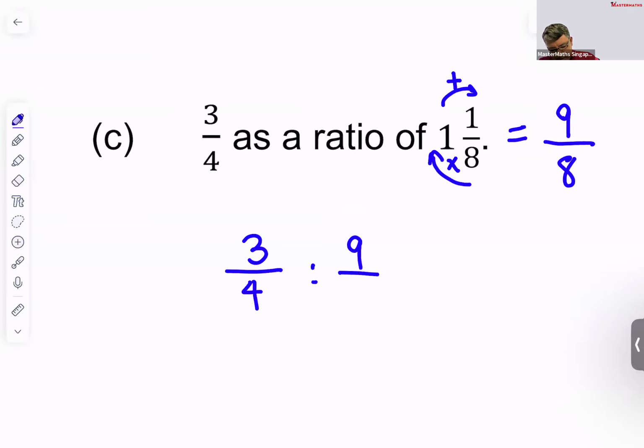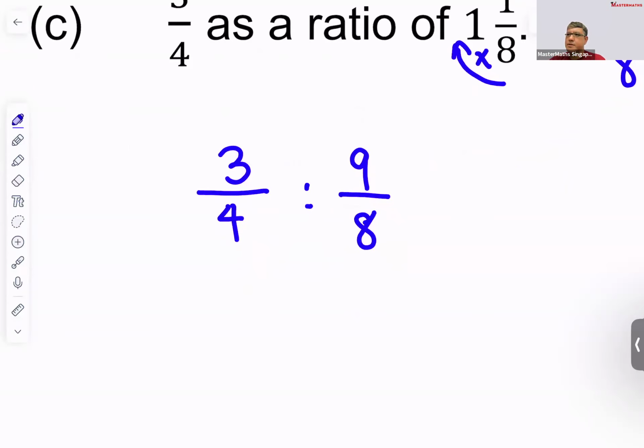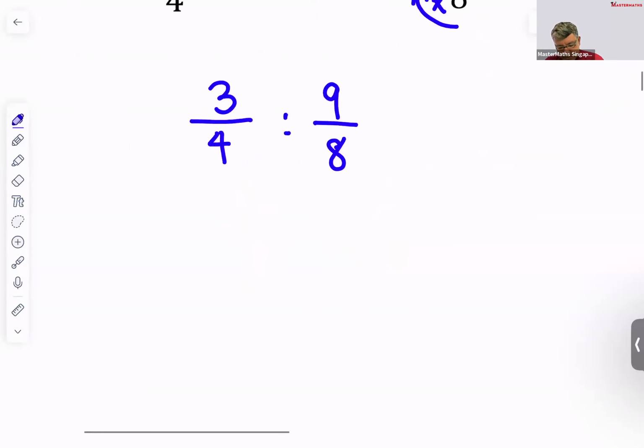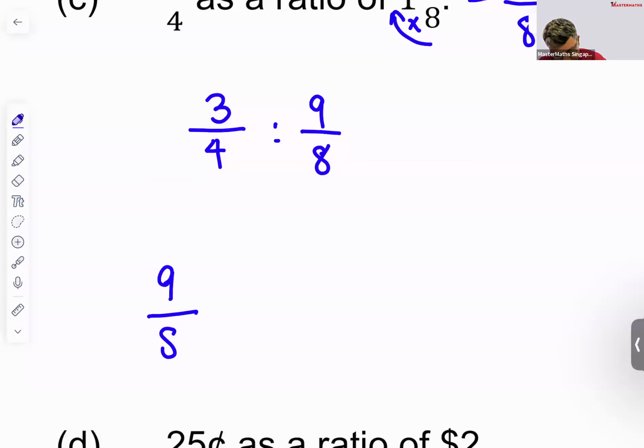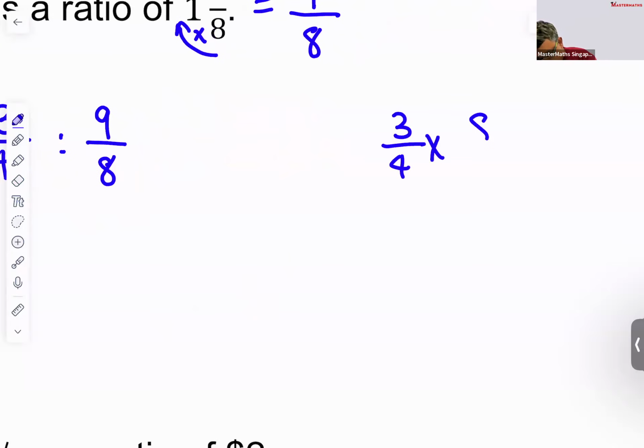3/4 is to 9/8. What do we do? Times 8 on both sides. So I show you why I times 8. Because if I times 8 here, cancel, correct or not? Is there any denominator? No more denominator. I want to get rid of the denominator. So I times 8 on both sides. Okay, everybody do for me the side working. 3/4 times 8. 9/8 times 8.